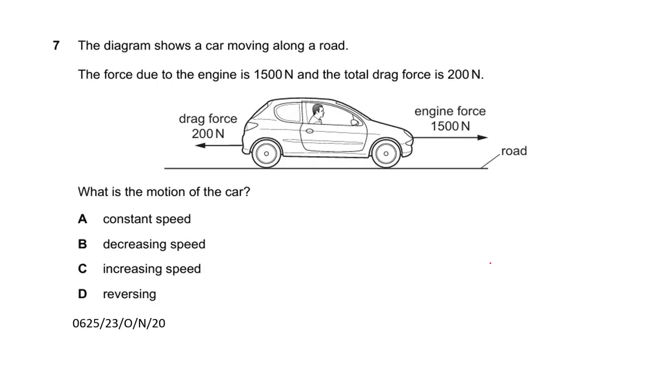The next one. The diagram shows a car moving along a road. The force due to the engine is 1500 and the total drag force is 200 Newton. So 1500 minus 200, you have 1300 plus. Wherever you get plus, the speed of the car is increasing. We cannot say constant speed, because for constant speed the forces are balanced and the net force will be 0. So constant speed is wrong. Decreasing speed you will get only when the answer is a negative value. So that is also wrong. Increasing speed is correct. It's not reversing, so that is also wrong. Increasing speed is correct.